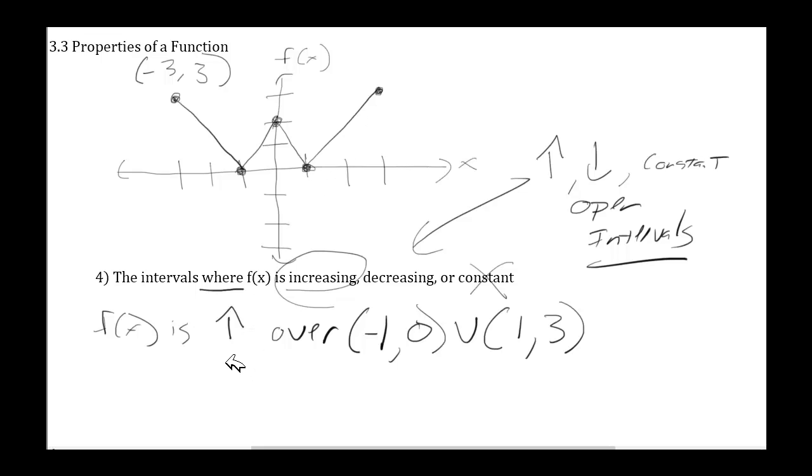So here the graph is decreasing from -3, that x value, again an open interval. Here it's decreasing up until -1, union, here it's decreasing as well from 0 to 1. Decreasing from -3 to -1, decreasing from 0 to 1. And it is never constant. Okay, next part.